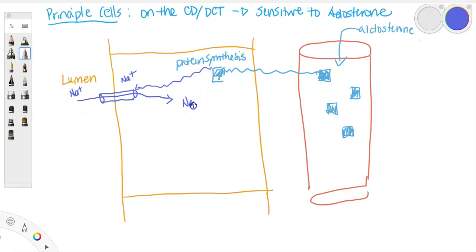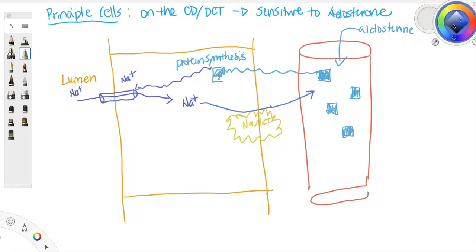So now we've got sodium in the cell, and of course we don't want the sodium to stay in the cell of the collecting duct or the DCT. We want it in the blood. So of course we have our handy dandy sodium potassium pump here. And so the sodium is going to be pumped out of the cell and then into the blood.